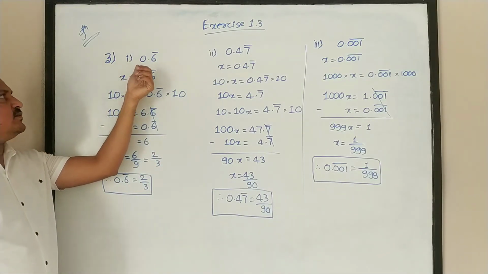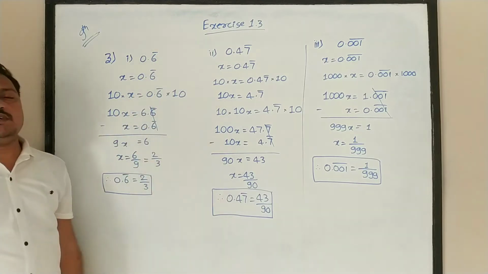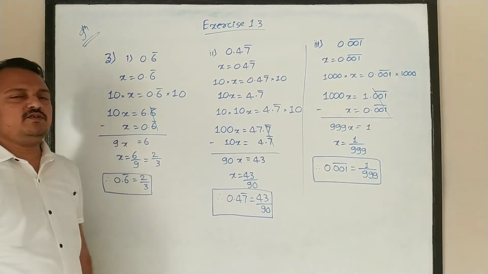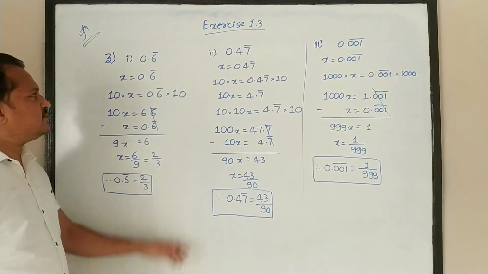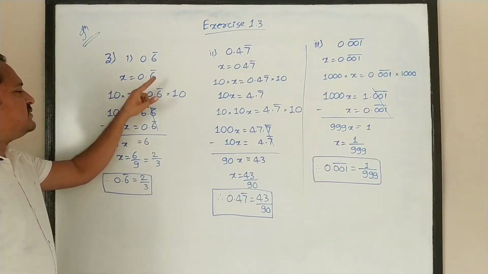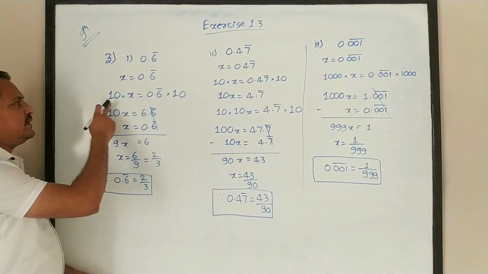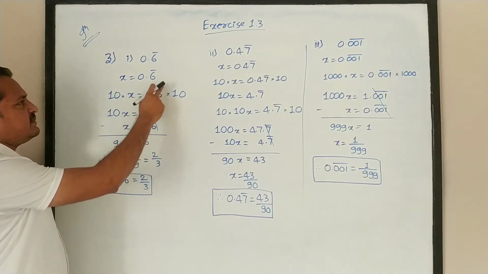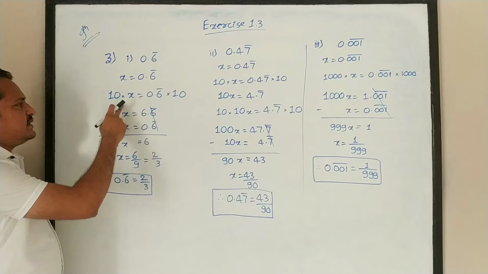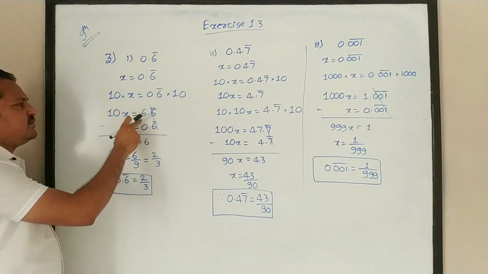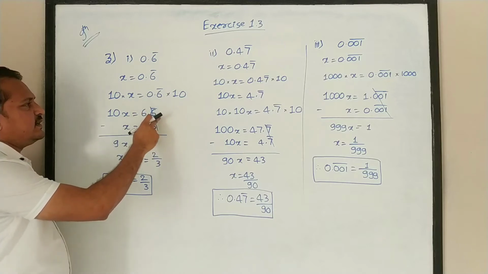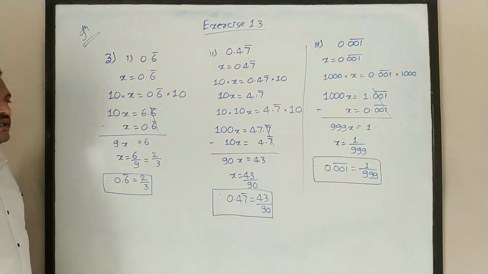The first one is 0.6 bar. We have to convert this into p by q form. Very simple. Let x equal 0.6 bar. Only one digit is repeating here, so I will multiply by 10. 10 into x is 0.6 bar into 10, so it is 10x. After multiplying by 10, one digit 6 comes before the decimal: 6.6 bar. Then the 6s continue repeating.